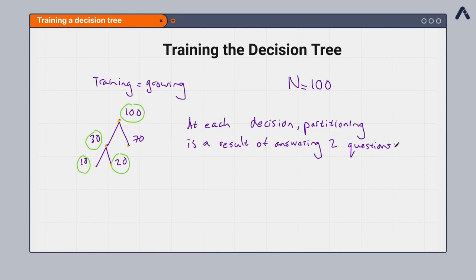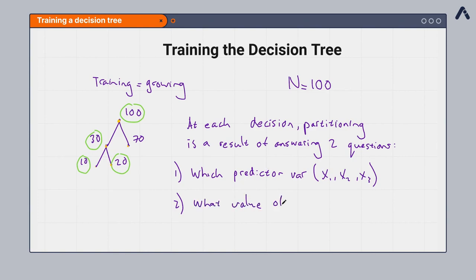which is a result of asking and answering two questions of our data. The first question is, which predictor variable are we going to split on? And when we say predictor variable, we of course mean the features in our data set. So those are the X values. So it's going to be X1 or X2 or X3 and so on. Of course, those are just stand-in variable names, and typically we would measure things like income or education and that sort of thing. And the second question is, once we know which predictor variable we're going to use, what value of that variable, this one over here, do we use to split?